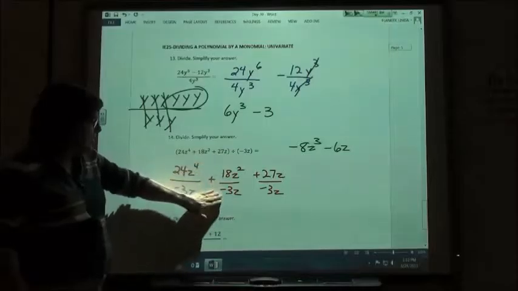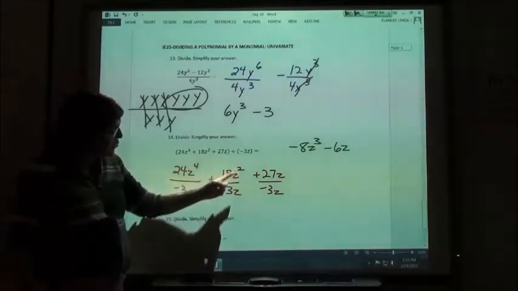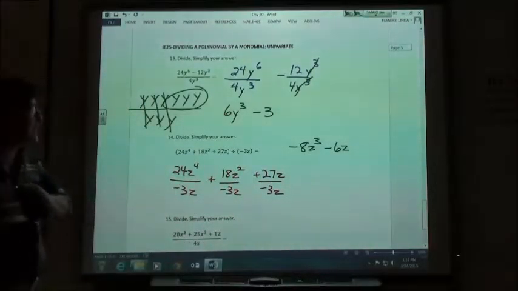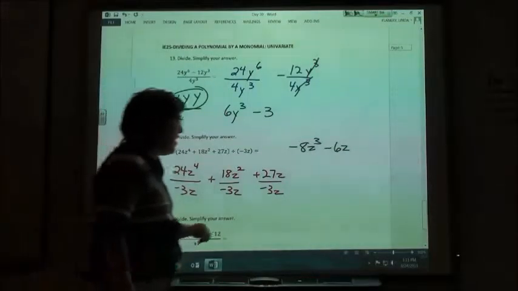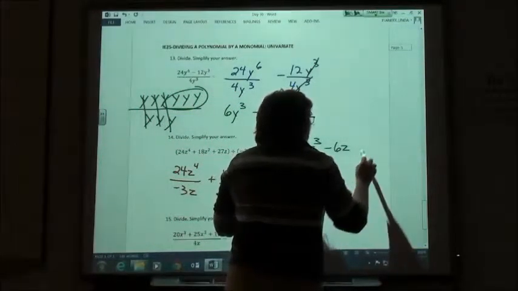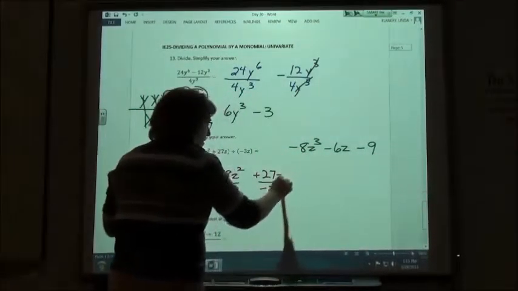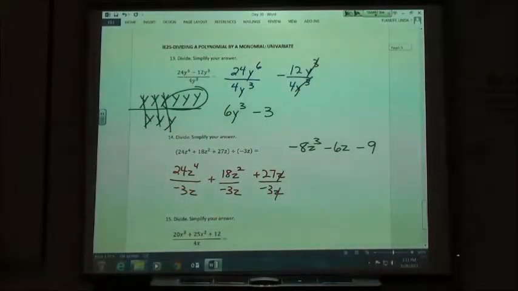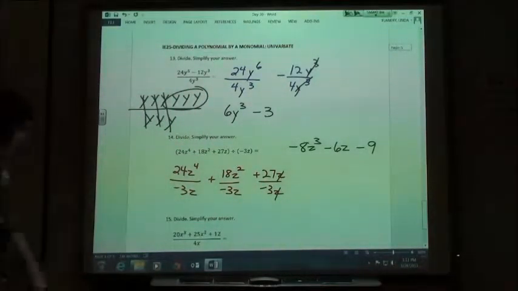So 18 divided by negative 3 is negative 6. Z squared divided by z to the 1st is just a z. And then I'm going to have negative 9. The z's are going to cancel out of there, right? All right.